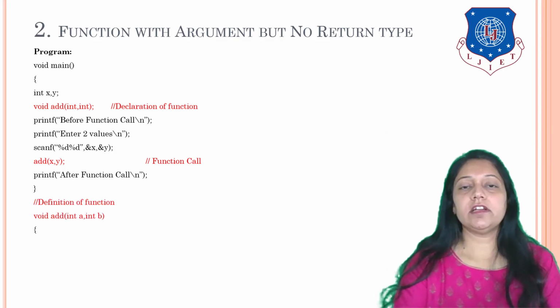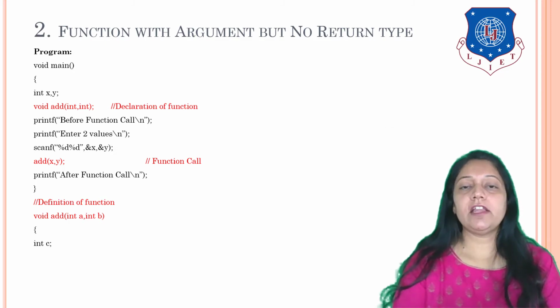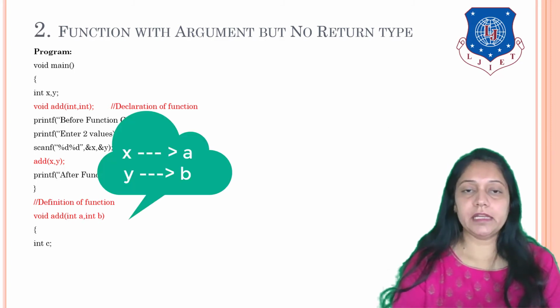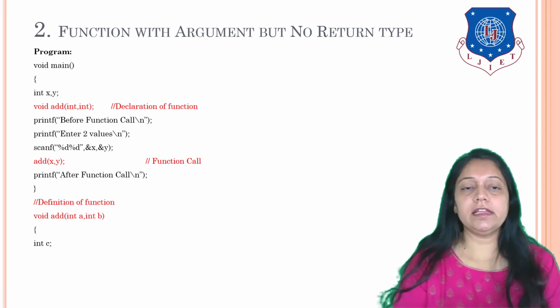Now how you are going to write down the definition? So void add, in bracket you have to pass two arguments. One is integer a comma another is integer b. Here the name of the variable is compulsory during the definition of the function. So whatever value you are going to pass through x and y, this value of x will be copied in the variable a and the value of y will be copied in the variable b. So you will get a copy of the values of x and y in a and b.